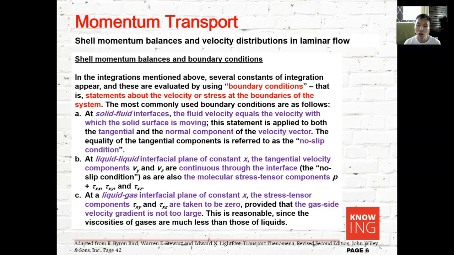On the other hand, if you have a liquid-liquid interface, like a flow of two immiscible fluids through a pipe, for example, which will be example 4 in the momentum transport that we will discuss in week 4, your tangential velocity component will be continuous through the interface, and your shear stress will also be continuous across the interface.